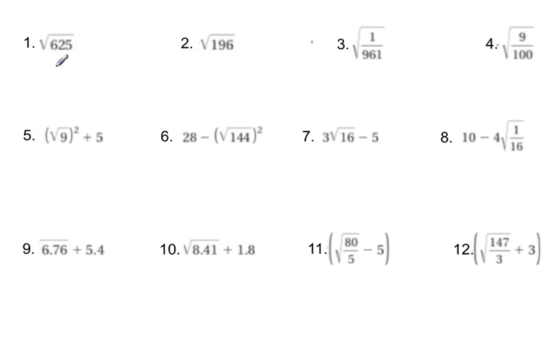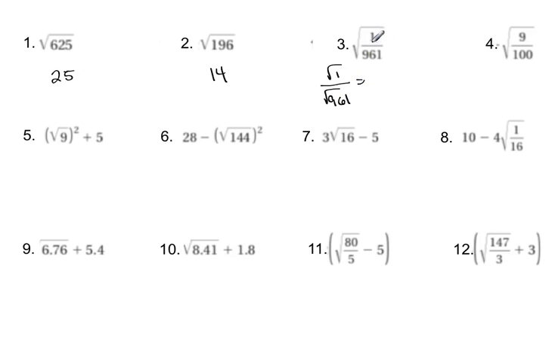Alright, square root of 625. One number times itself, so 25 times 25 is 625, so the square root of 625 is 25. Square root of 196: one number times itself is 196, 14 times 14, so the square root of 196 is just 14. Square root of 1 over 961: if you look at these separately, 1 over the square root of 961, so these can be written separately.